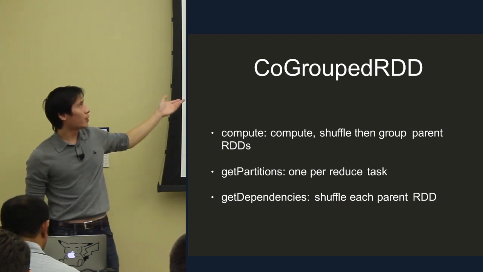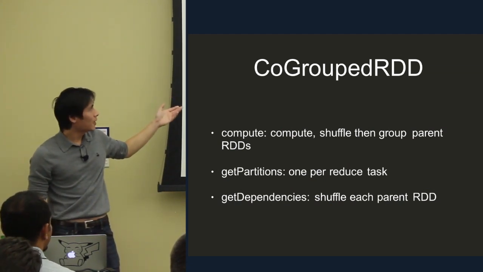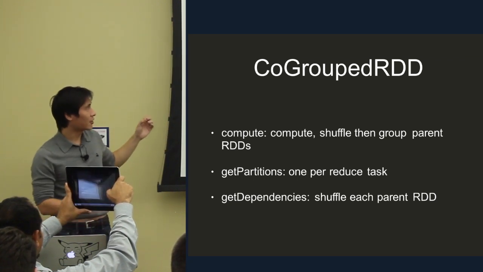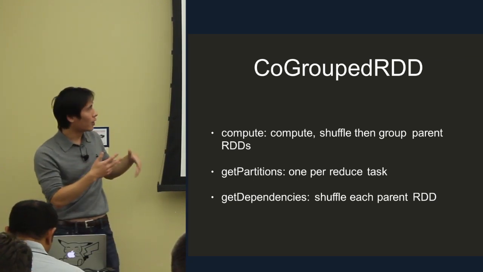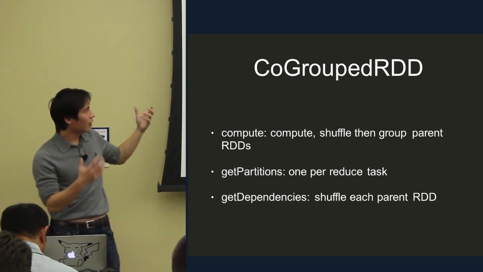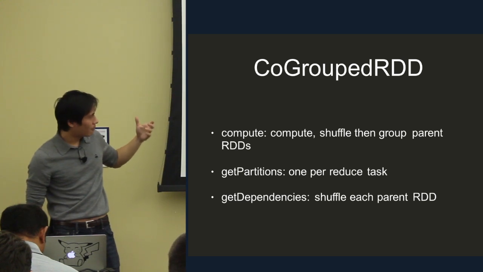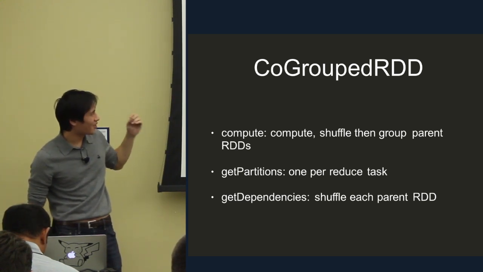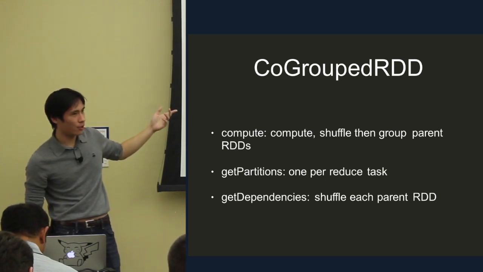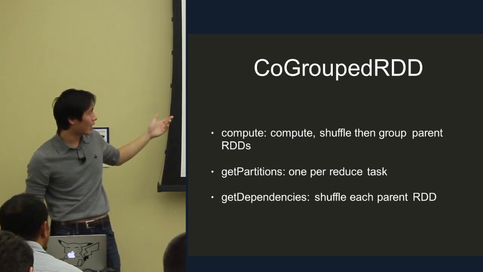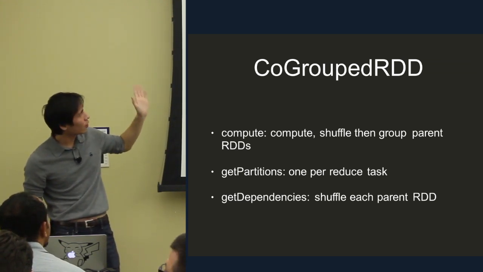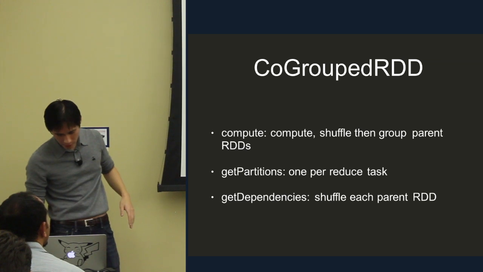So then we have the CoGroupRDD, which is what happens when you call join. Again, when you call compute, now it has to do a lot more work. It has to calculate each of its parents, shuffle them, and then combine the shuffled RDDs of its parents. And then getPartitions is just one per reduce task, which is a configuration variable that you pass in. And the dependencies is each of the parents that you're grouping on or joining on.